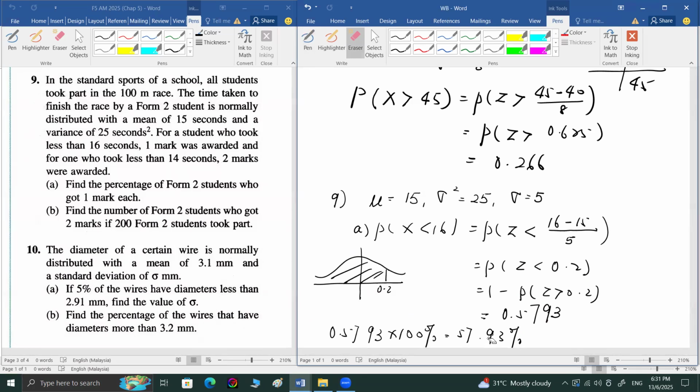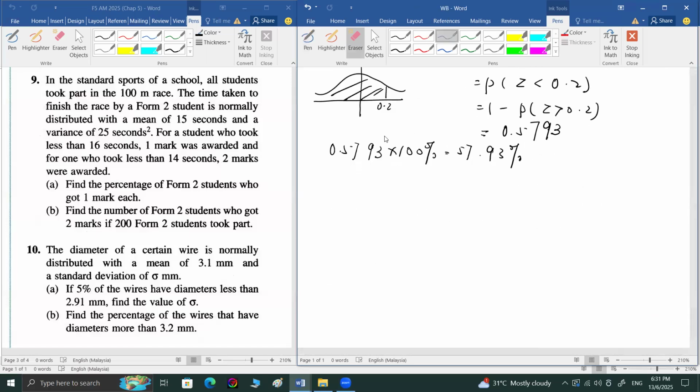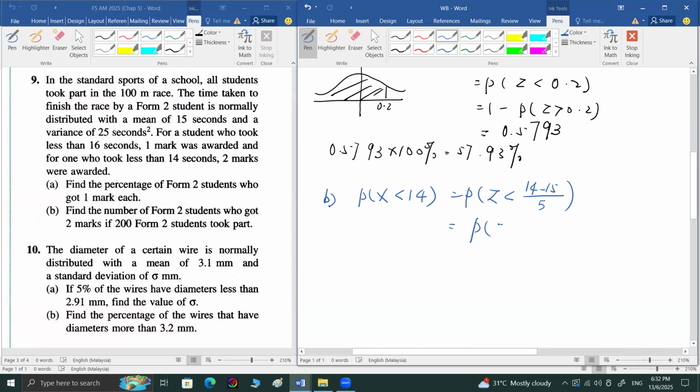Okay, next, for B. For B, you do the same thing. X smaller than 14, so you change to Z and then you try these questions. Now, you see this value. If the value is the same, then you check it out.